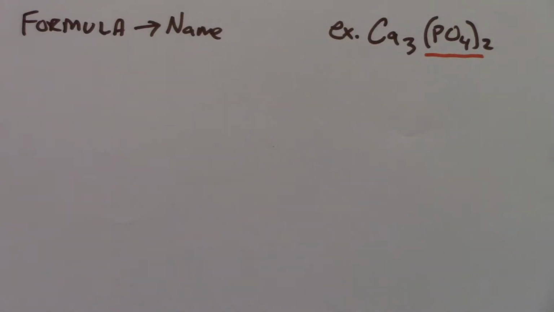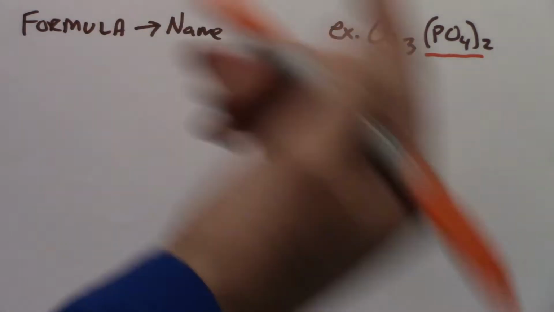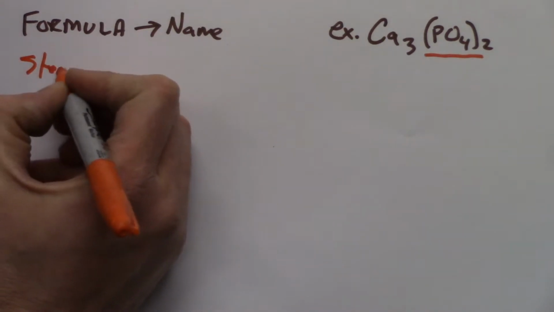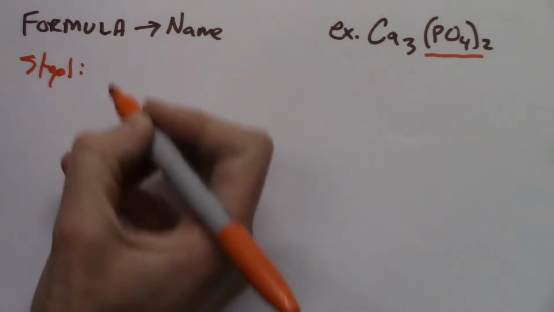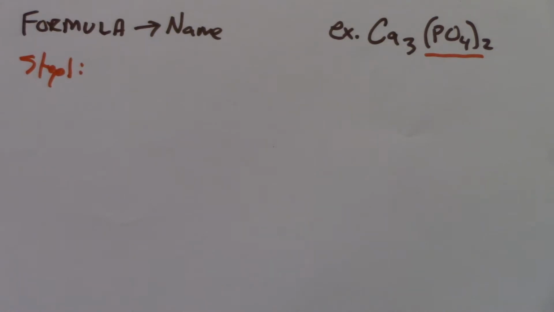So what I'm going to do is write this step by step. So you have a formula and you have the name. Step 1, in orange. What you do is you write down the name of the metal.